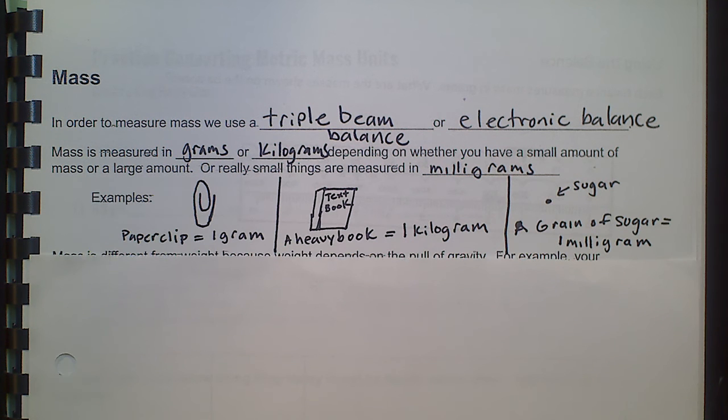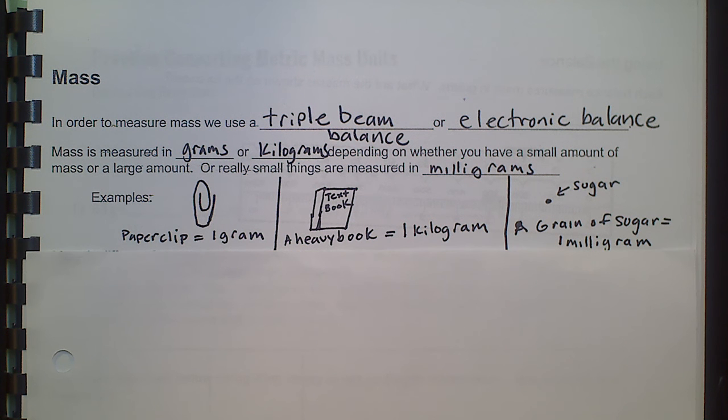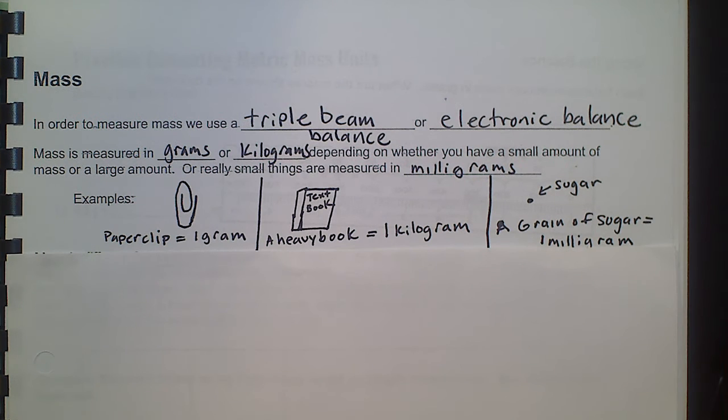Here are some examples of items we would use these units for. So a paper clip is about 1 gram of weight. A heavy textbook would be 1 kilogram. A grain of sugar would be about the same as 1 milligram. So those examples show you the vast difference between those units.